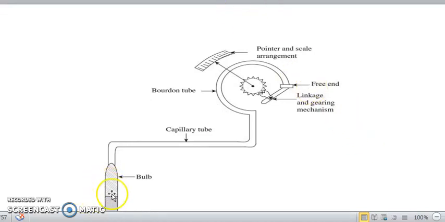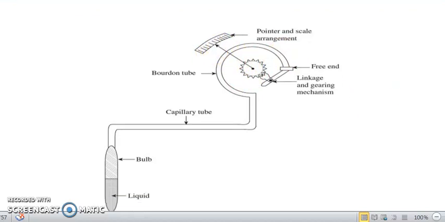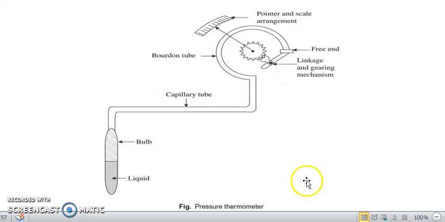Now this is the bulb, which is the sensing part, and this is the capillary tube. This is the schematic diagram, and this structure is the Bourdon tube, which is for pressure sensing. Okay, and these are the linkage and gearing mechanism. This is the free end, and here the pointer and scale arrangement is there. At the same time, I am explaining its working.